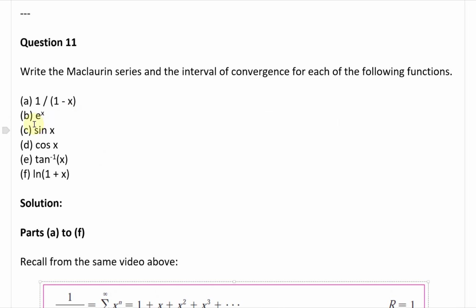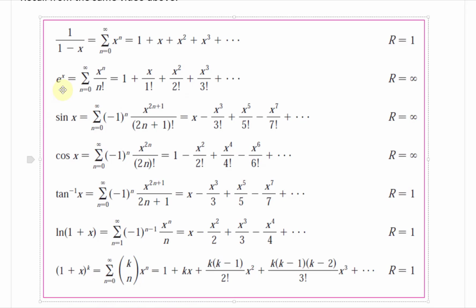Now part B is e to the x. So e to the x equals the summation from n equals 0 to infinity of x to the power of n divided by n factorial. So you're going to have 1 plus x divided by 1 factorial plus x squared divided by 2 factorial, etc. The radius of convergence is infinity, so it converges for all values of x.